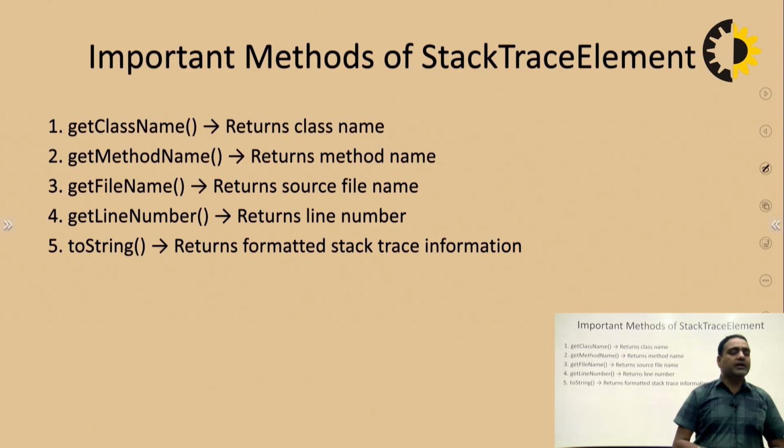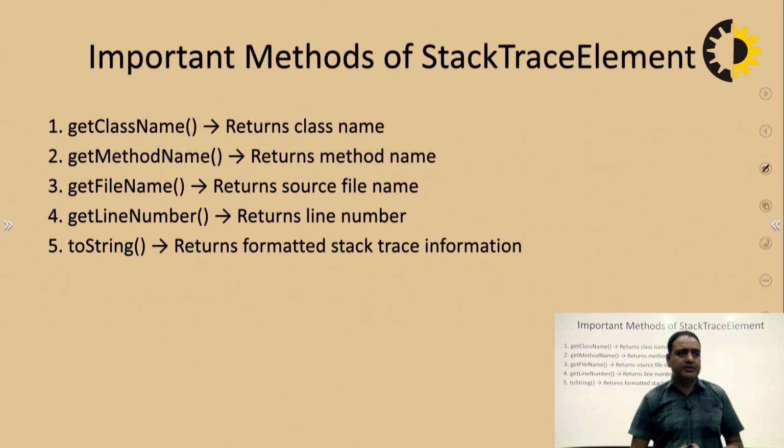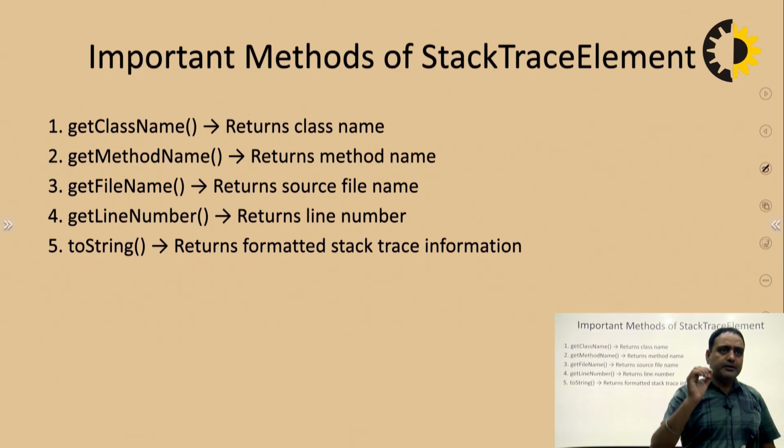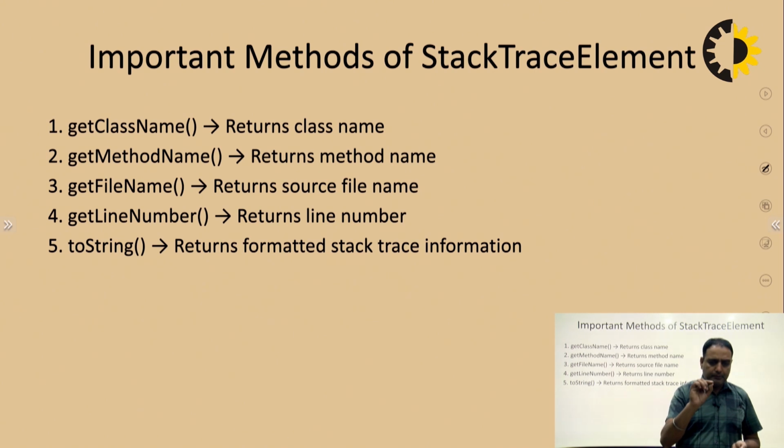getLineNumber returns the line number in your source code. You can get the information that the particular statement, stated at a particular line number such as line 10 or line 15, is the one by which we get the exception.